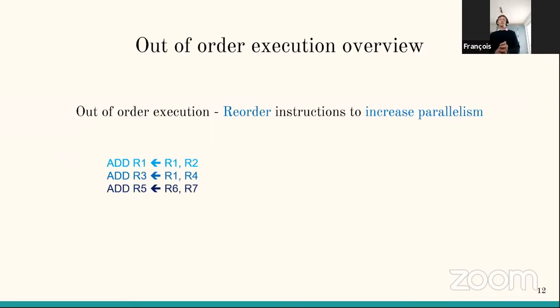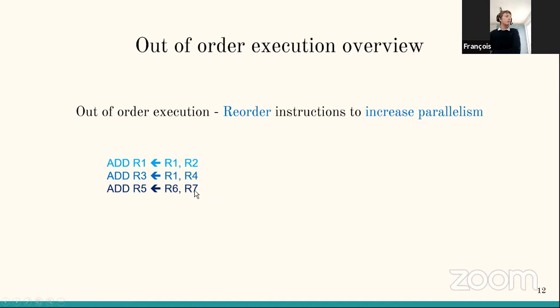What is the general idea of out-of-order execution? The idea is to reorder the instructions to increase parallelism. Assume we have a microprocessor that can execute two integer instructions per cycle. Here we can see we have three instructions. The problem is that we cannot execute the first and the second together, because they have a dependency. You need to execute the first, get the value of R1, and then with the value of R1 and R4, you can get the value of R3. However, the first and the third instruction are completely independent.